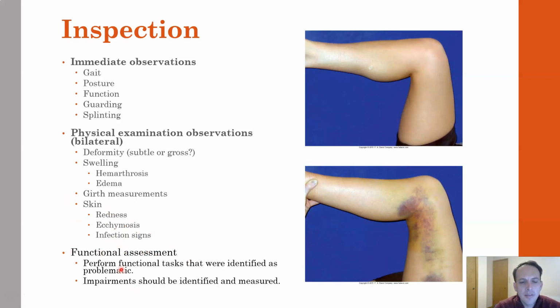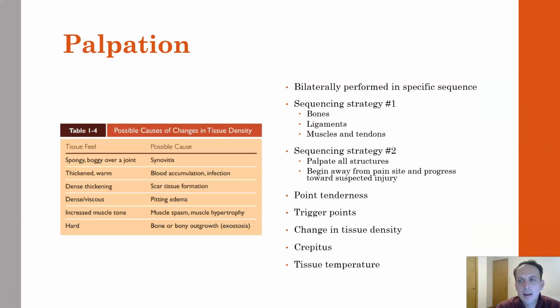Within that, we also have the functional assessment in our inspection. While they're performing functional tasks, we will be identifying different impairments or compensations that might occur. So the inspection process occurs right after the subjective examination or the history, and we're again trying to narrow it down more by looking at the area of chief concern.